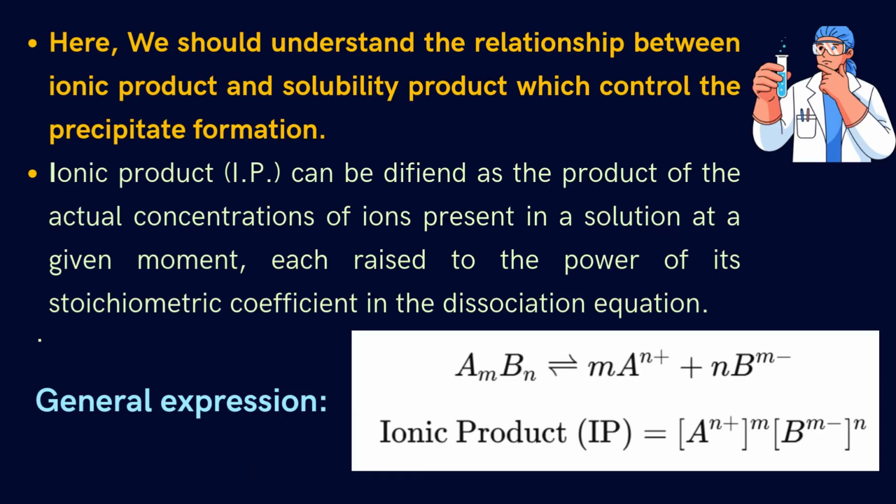Here, we understand the relationship between ionic product and solubility product, which control the precipitate formation. The ionic product, IP, can be defined as the product of the actual concentrations of ions present in a solution at a given moment, each raised to the power of its stoichiometric coefficient in the dissociation equation. The general expression for ionic product is, for a salt AmBn dissociated in aqueous solution, at the equilibrium condition, m A^n+ and n B^m-. Thus, the ionic product is the product of [A^n+] whole to the power m multiplied by [B^m-] whole to the power n.